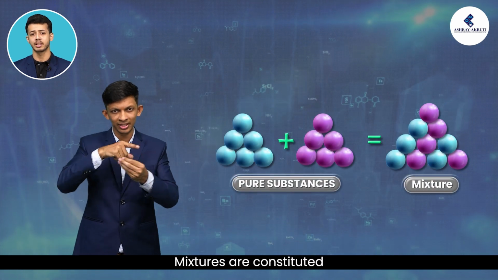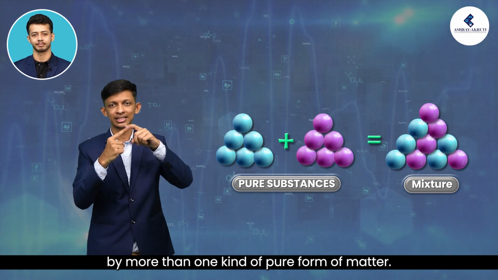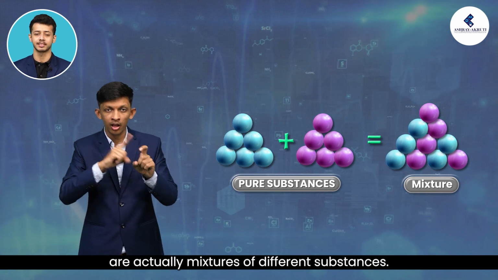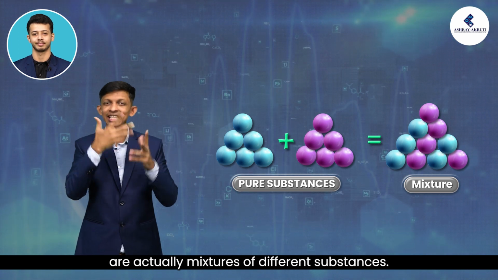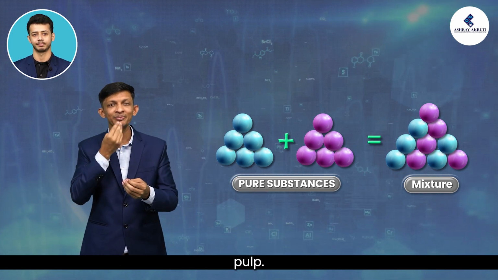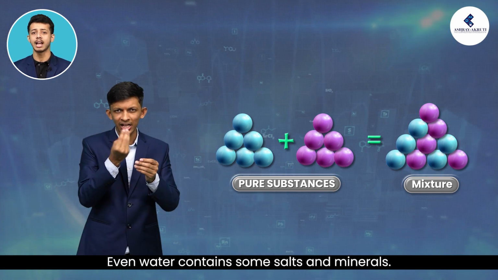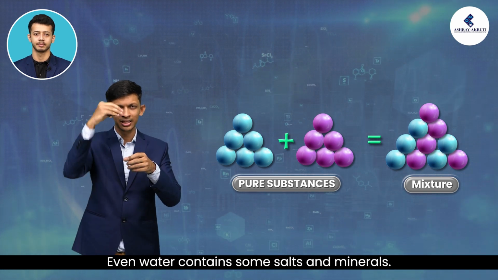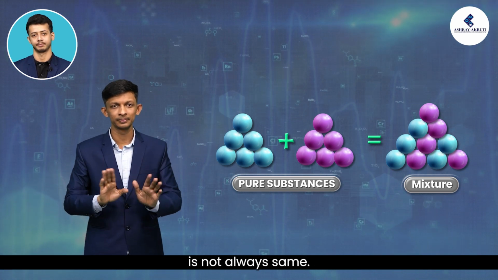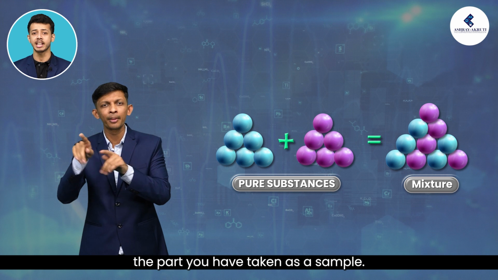Mixtures are constituted by more than one kind of pure form of matter. Many things that we call pure are actually mixtures of different substances. Juice is a mixture of water, sugar, and fruit pulp. Even water contains some salts and minerals. The composition in a mixture is not always the same. The composition in some mixtures changes depending on the part that you have taken as a sample.